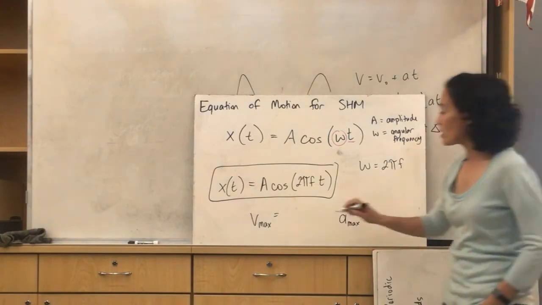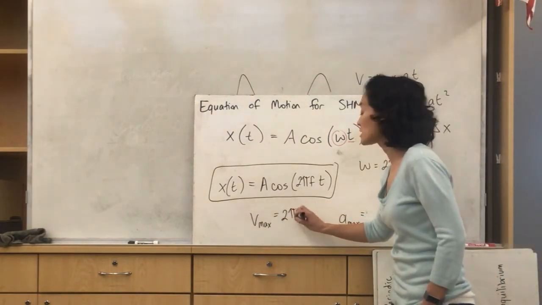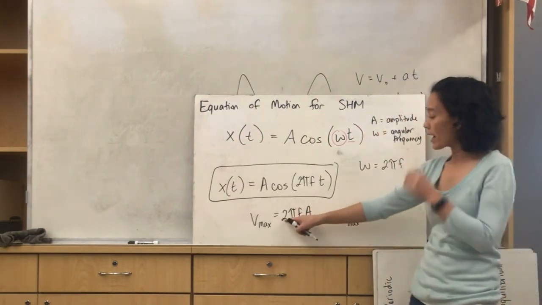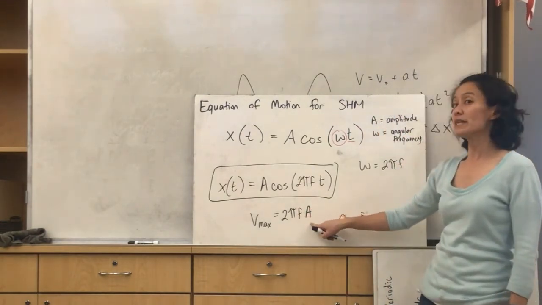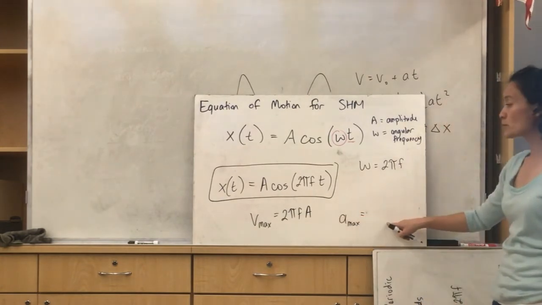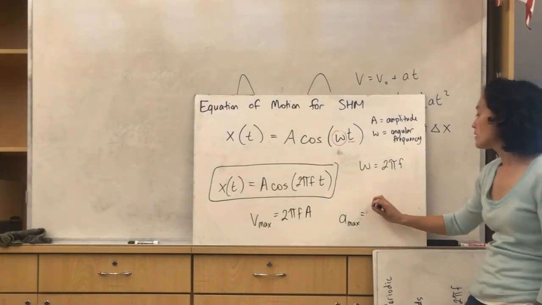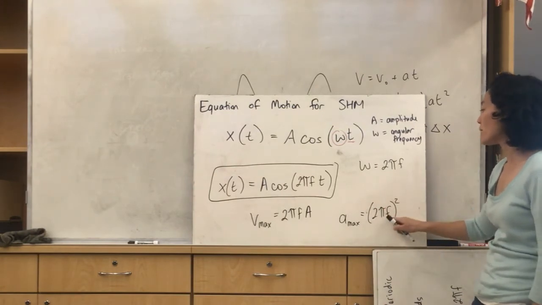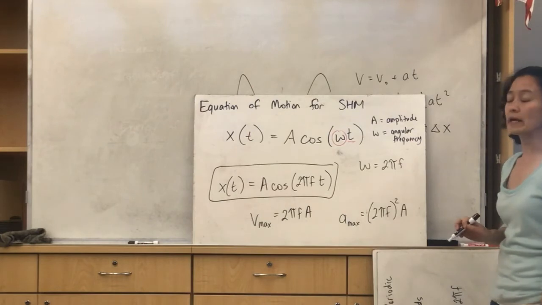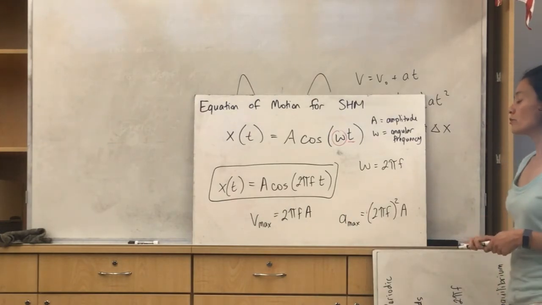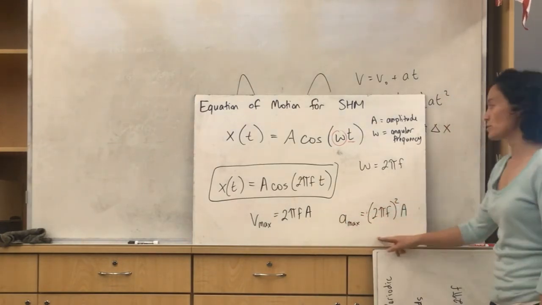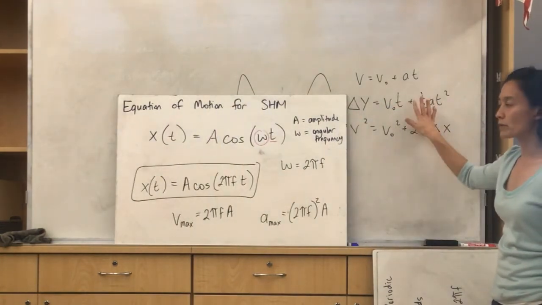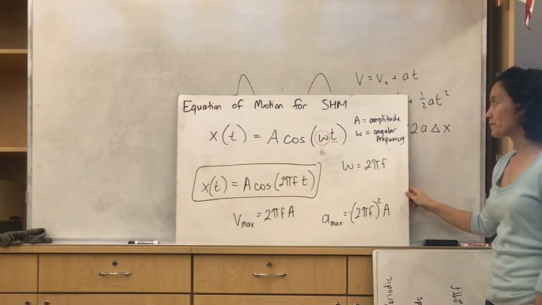So for the maximum velocity that a simple harmonic oscillator will experience, it'll be 2 pi times the frequency times the amplitude. In terms of the maximum acceleration, very similar, but we're just going to square this factor of 2 pi f and multiply it by A. Okay? So this is how you would find the maximum velocity and the maximum acceleration, rather than using the kinematic formulas for a simple harmonic oscillator.